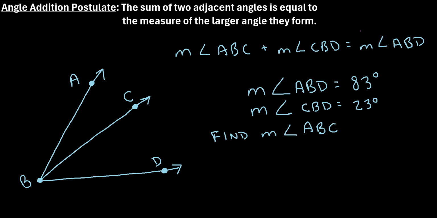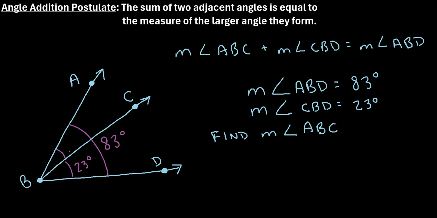All right, let's try another example. Let's say we're told that the measure of angle ABD is 83 degrees. So ABD, this large angle right here, is 83 degrees. And let's say we're told that the measure of angle CBD is 23 degrees. So CBD, this smaller angle right here, is 23. We want to find the measure of angle ABC. So we want to find this other smaller angle right here. So how could we do that?